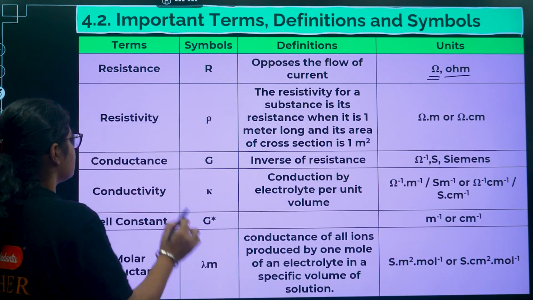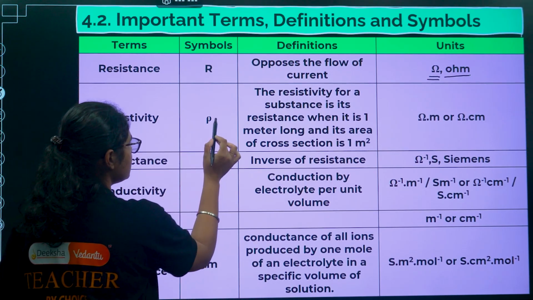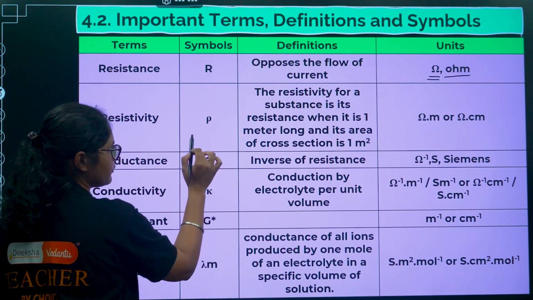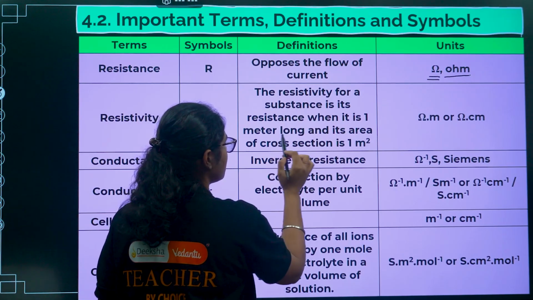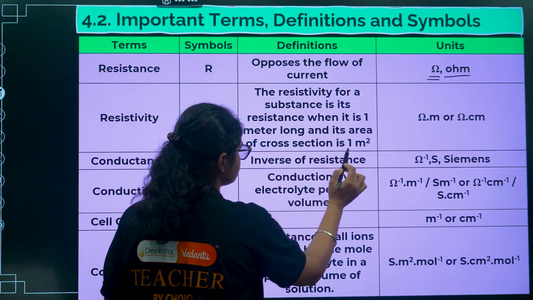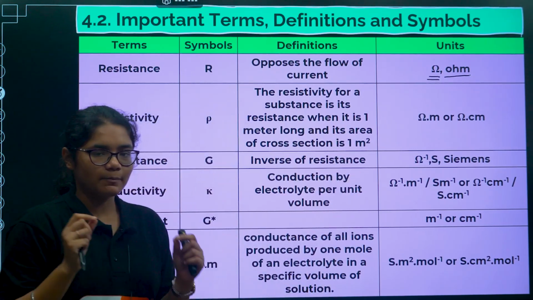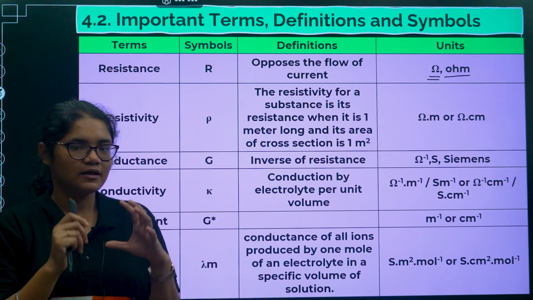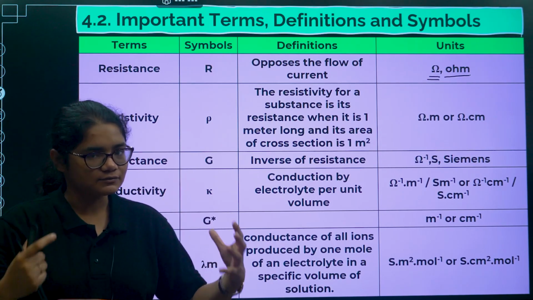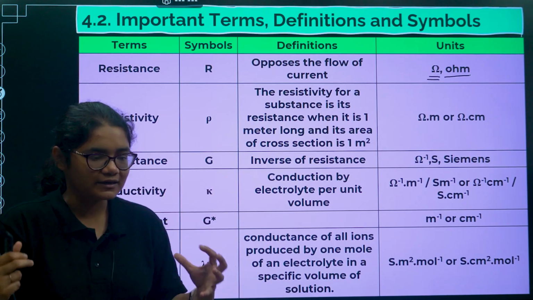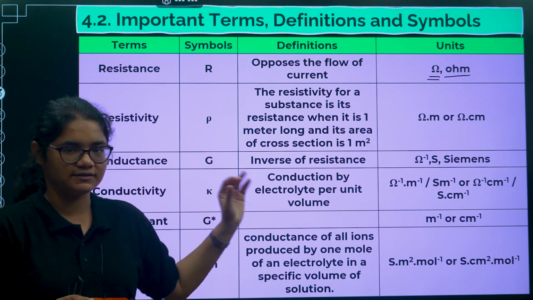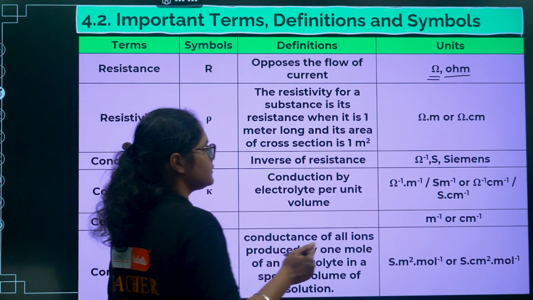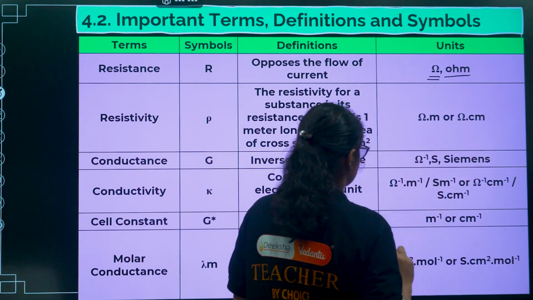Next, resistivity. It is denoted by the symbol rho. The resistivity of a substance is the resistance when it is 1 meter long and its area of cross section is 1 meter square. So if a particular substance has a length of 1 meter and an area of 1 meter square, whatever resistance it faces is called resistivity. It is denoted in ohm meter or ohm centimeter.